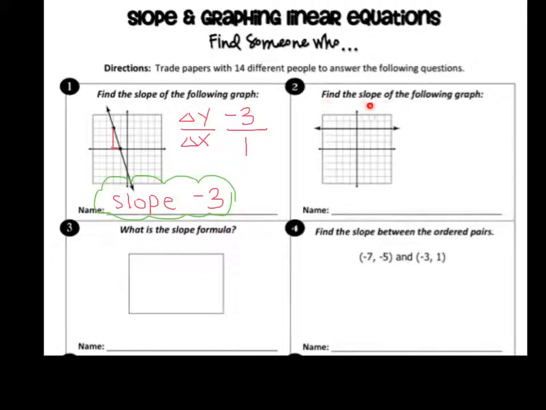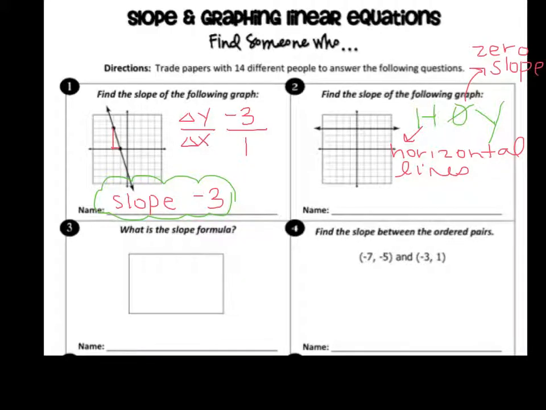So on this one, it asks you to find the slope of the following graph. Well, notice this line is horizontal. So hopefully as soon as you saw a horizontal line, you thought, oh, it's HOY. Because remember, horizontal lines, that's what H stands for, horizontal, have 0 slope, and those equations are written y equals a number. Okay? So the slope of this line, since it is horizontal, would be 0.